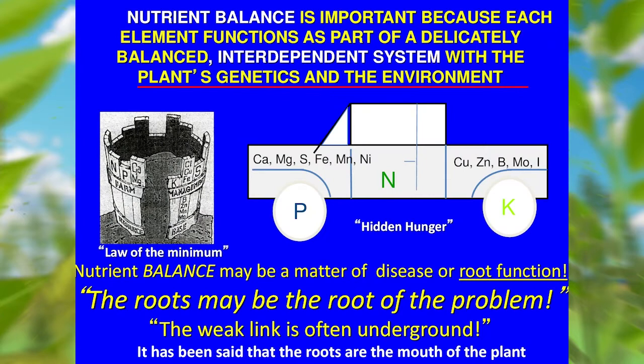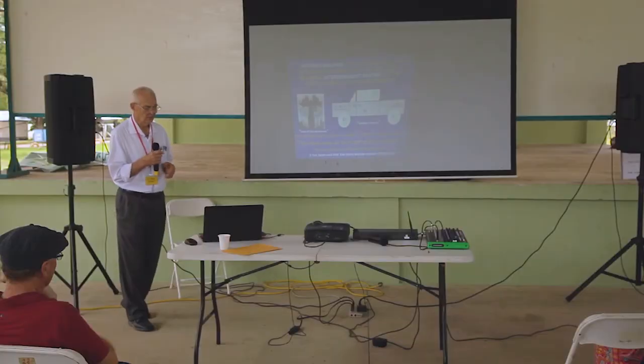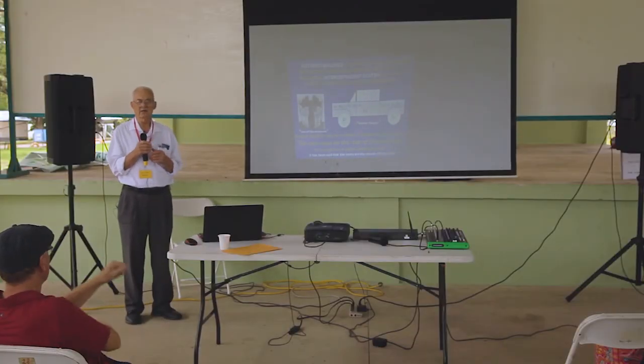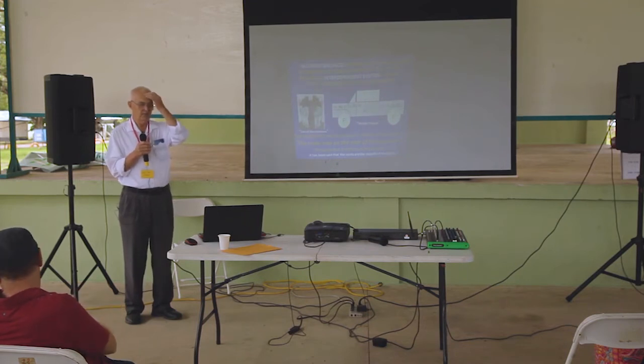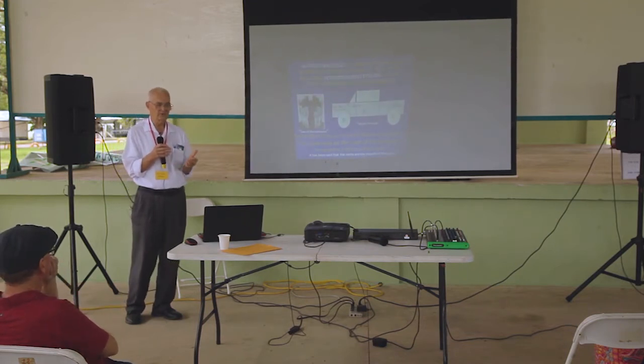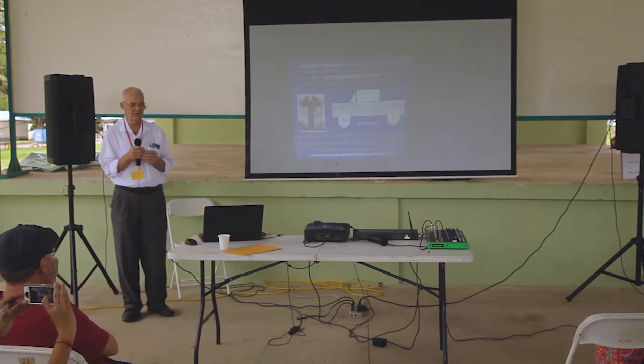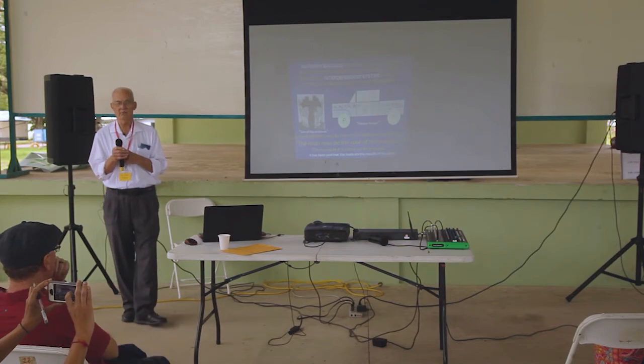What we're really looking for is a balanced nutrition. We want to keep that plant perking along just as good as it can. We want it to be fully sufficient in all the nutrients, not just for our diet or our animals' dietary needs, but also for its own benefit and disease and stress tolerance, stress resistance. So we're really looking at that balance, because the nutrient balance is important, as it functions as a part of a delicately balanced interdependent system of the plant's genetics and the environment.